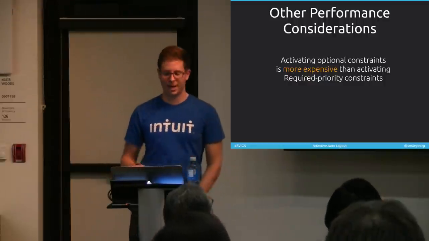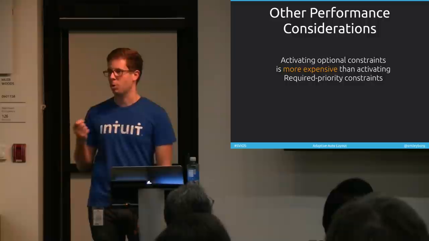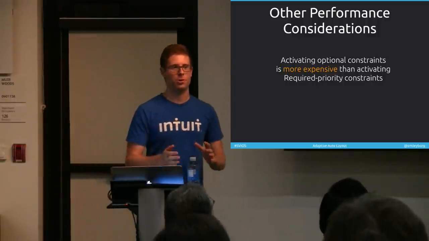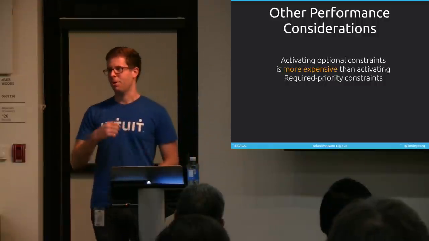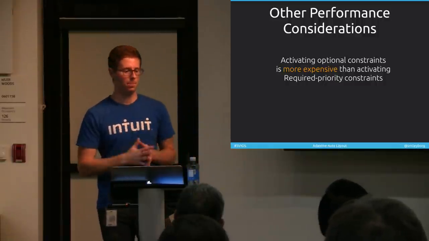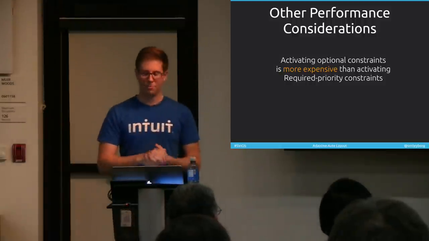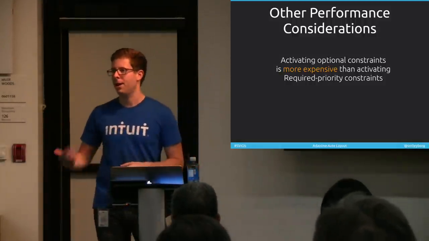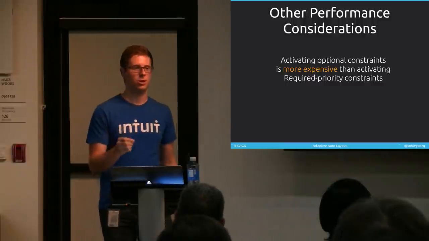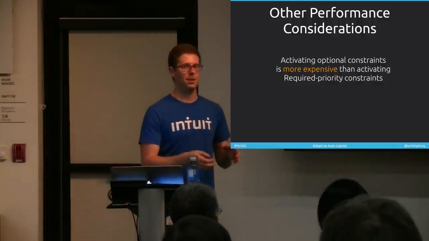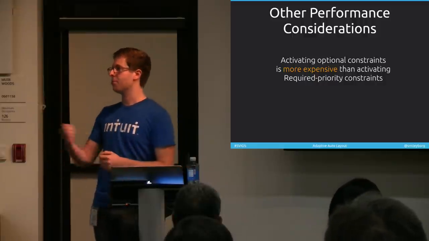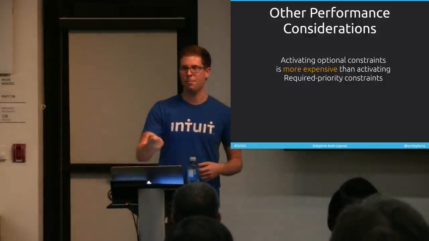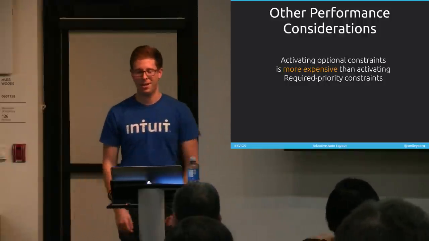Some other performance considerations. Activating optional constraints is more expensive than activating required priority constraints. Optional constraints are constraints that have a priority of 1 to 999. A required priority constraint is 1,000, right? If you have these optional constraints, it requires the auto layout engine to do more work because those constraints can be valid even when they're broken. Right, with a required constraint, if you have a conflict, let's say with another required constraint, you get an exception at runtime. And you saw that at the beginning of this talk, right?